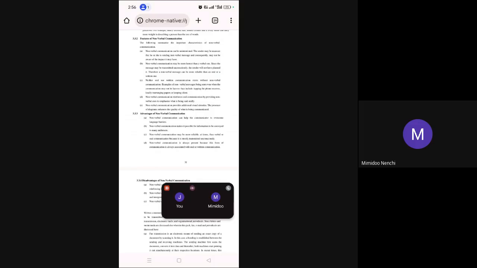So oral and written communication cannot exist without what? Without non-verbal. Non-verbal communication reinforces oral communication by providing non-verbal cues to emphasize what is being said orally. Sometimes when you are communicating, you also use non-verbal communication. You make use of your hand to explain so that the person receiving it can actually understand what you are saying.